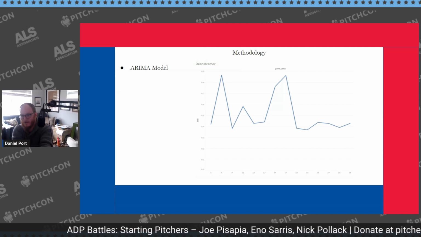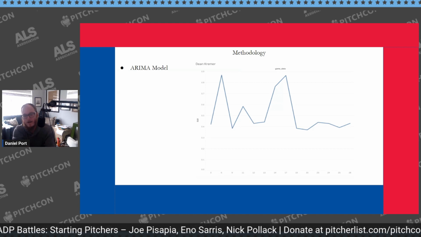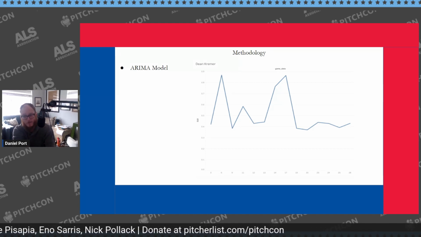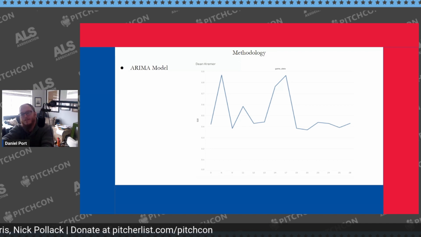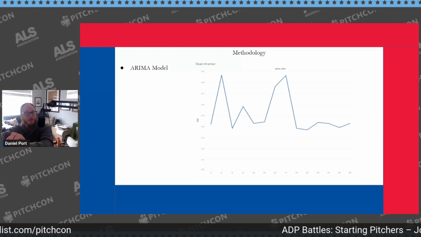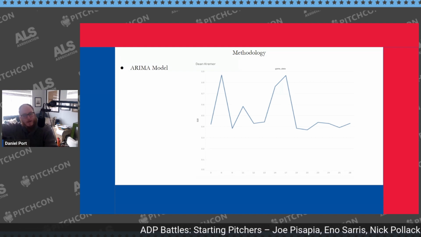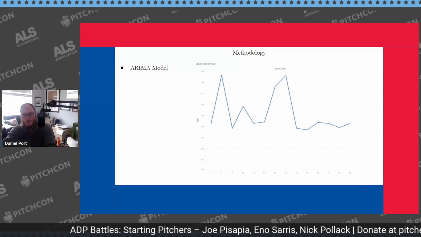Because say this model ends at game 28, it's going to predict game 29 based on the information that came before it. And then when it goes to predict game 30, it's going to include its prediction from game 29, right? And then when it goes to do 31, it's going to include the prediction from 30 and 29, and so on and so forth, all the way down the line until I get 32 more prediction points.